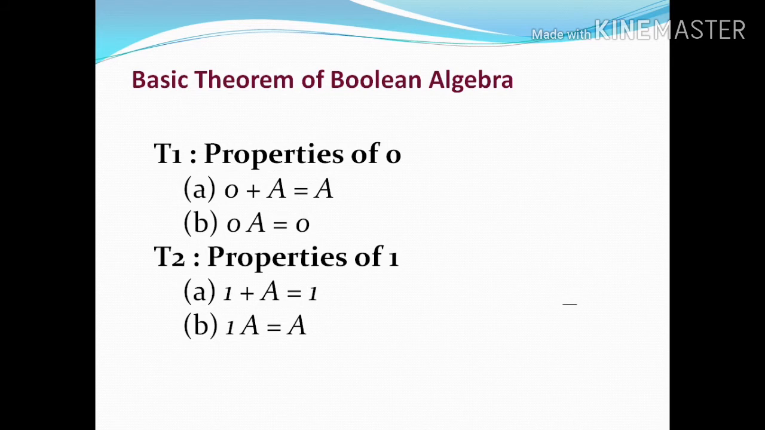Now we come to the basic theorems of Boolean algebra. The properties of 0 are: 0 plus A equals A, and 0 dot A equals 0. The properties of 1 are: 1 plus A equals 1, and A dot 1 equals A. Based on these two, the properties of 0 and the properties of 1, all our Boolean expressions and theorems are built. Now let's start the next one.